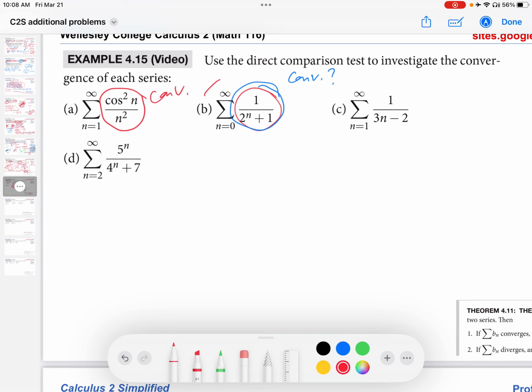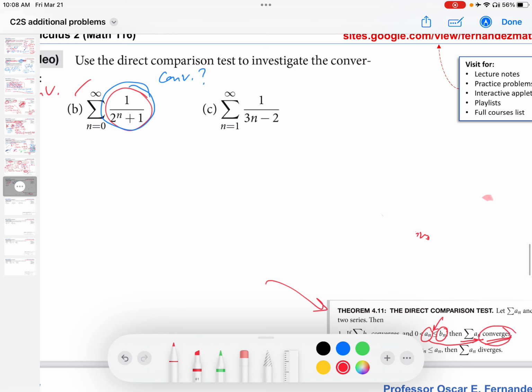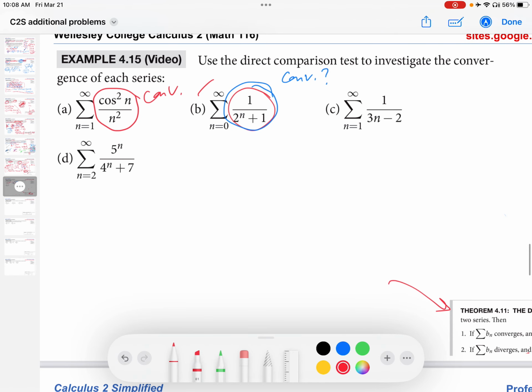Like I said before, with the direct comparison test, if you think the series converges, you want to find a series that's bigger than the series you think converges. Here's how to do that for part B. So 2 to the n plus 1, we compared that to 2 to the n. We did that by dropping the plus 1, thinking about what happens as n gets larger. 2 to the n plus 1 looks like 2 to the n.